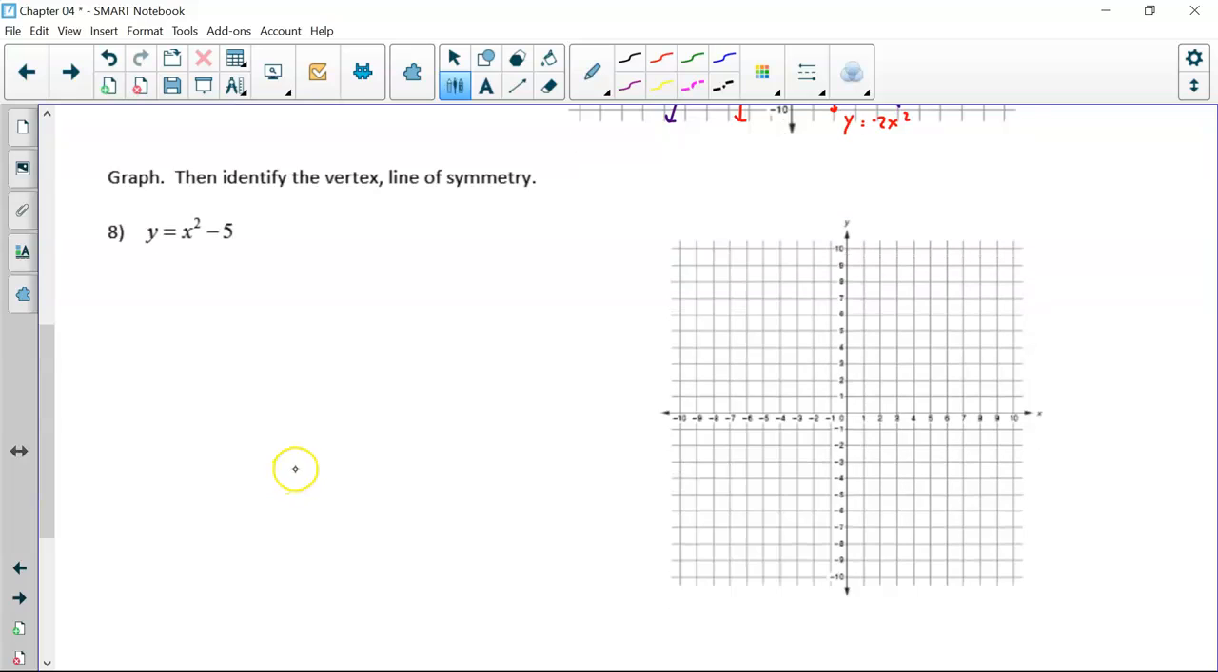Now, looking at the graph for problem number 8, x squared minus 5. You could use your calculator to graph this. We're at 0, negative 5. And our graph is going to look like this. You can see now our vertex is at 0, negative 5. And our axis of symmetry, x equals 0. It always goes to the x coordinate of the vertex.